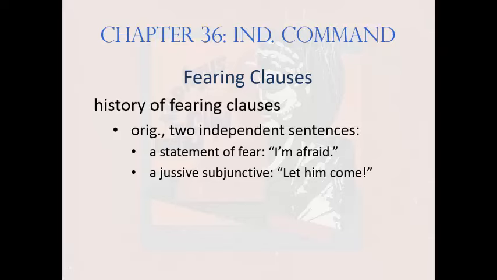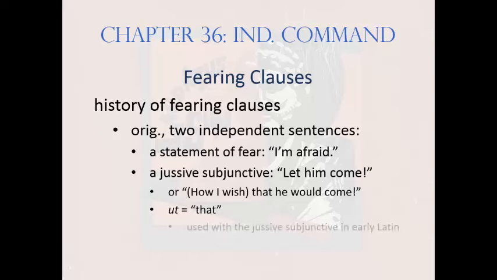What would later become the actual fearing clause was originally a full sentence of its own, explaining the reason for the fear. "Let him come." In other words, I want him to come. I'm really scared. How much I hope that he will come. Ut can mean that in that way, especially in early Latin, where it was often paired with a jussive subjunctive, literally, "how, ut, let him come," meaning how I wish that he would come.